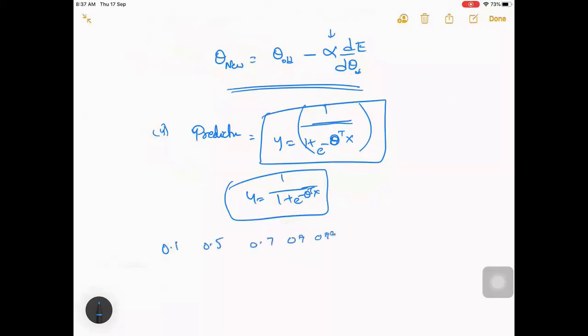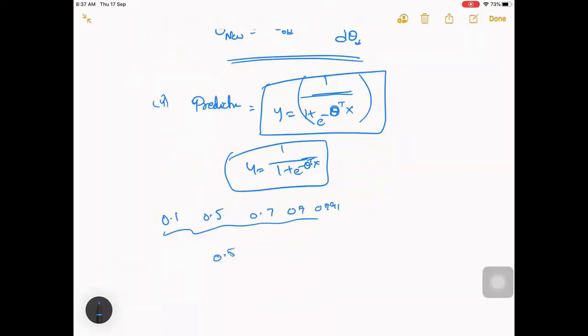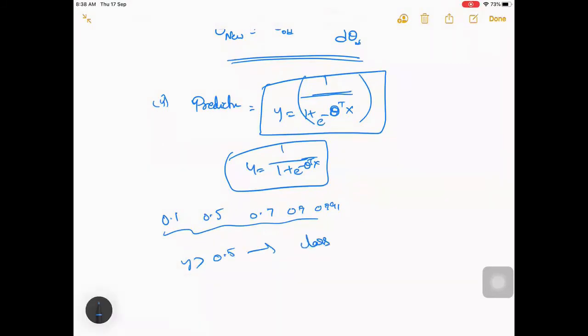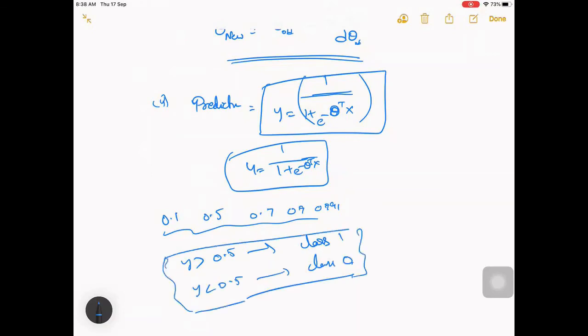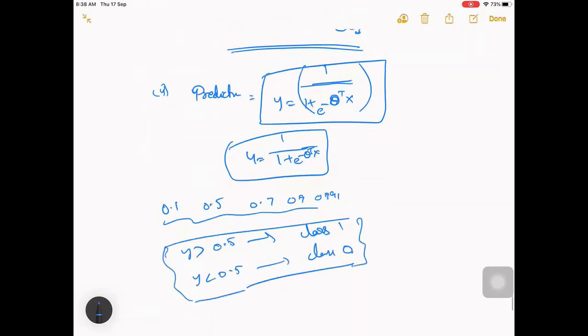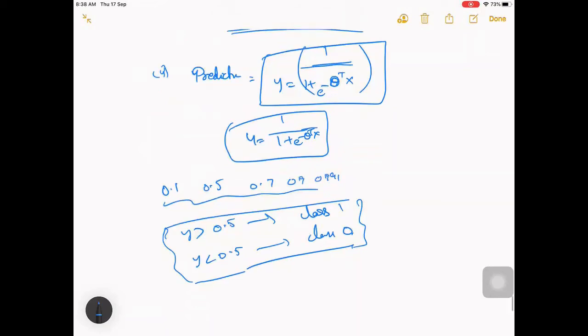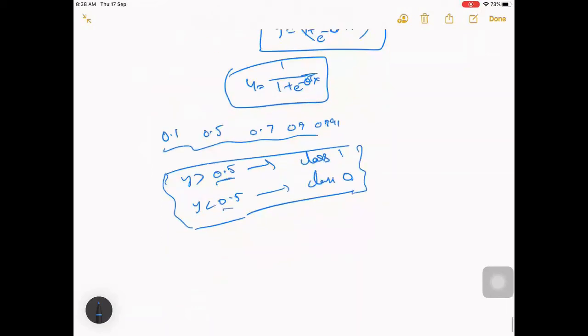So you can put a hard stop that if it is greater than 0.5, it belongs to class 1. If it is less than 0.5, it belongs to class 0, something like this. You can put a hard stop, or it will automatically be put. But you can also keep a threshold, and we'll be seeing it in the next class, or maybe in this class itself, what threshold should we put?